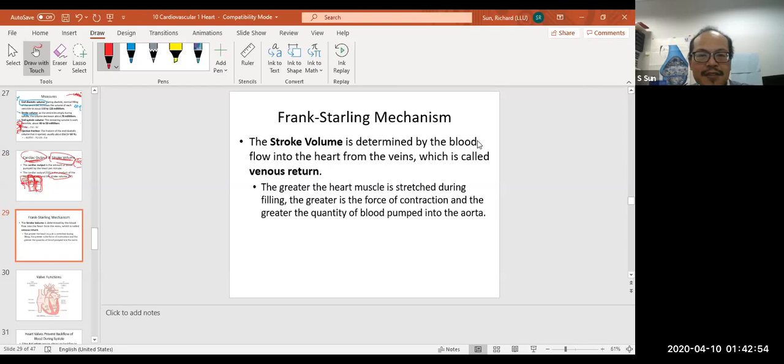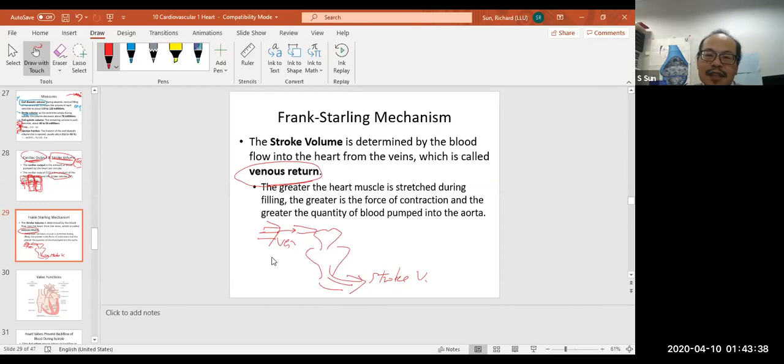Frank-Starling's mechanism is that the more blood going to the heart, the more stroke volume will be provided. The blood going to the heart is called venous return. So we have the atrium, we have the ventricle. Atrium has blood going in. This is the vein. This is the stroke volume. The more going back, the more it pushes out.